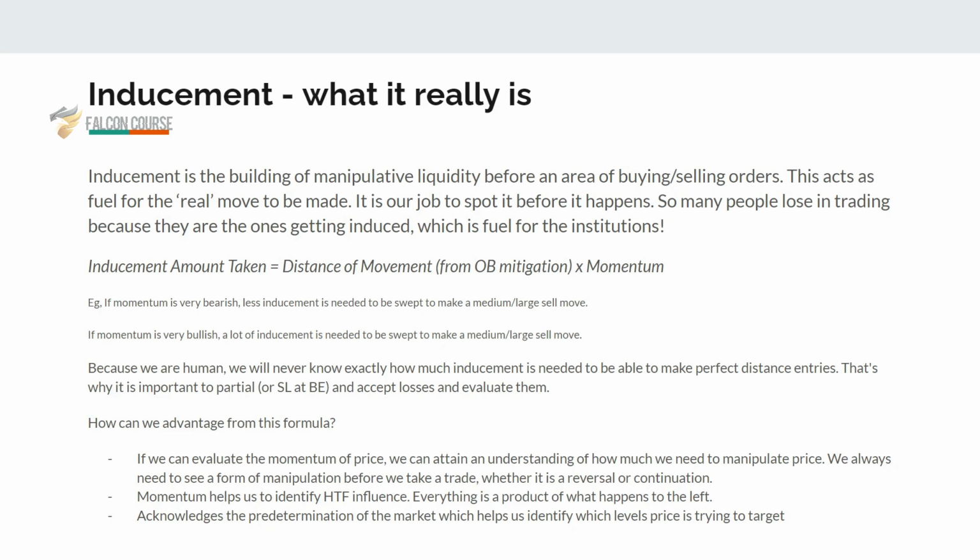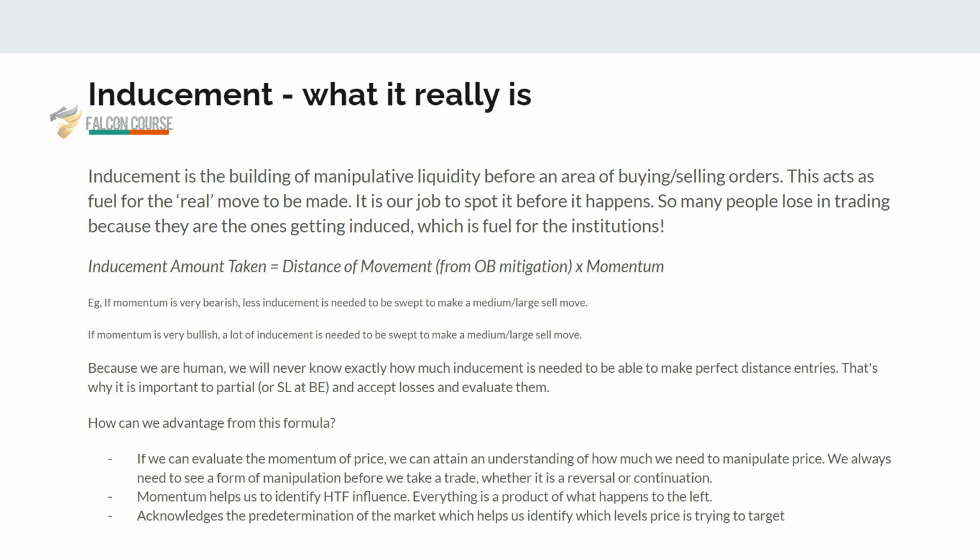That higher time frame gives everything to what the lower time frame does, and we know everything is fractal, so everything happens on the same time frame. So higher time frame is so important, and it acknowledges the predetermination of the market to help us identify which levels price is trying to target.